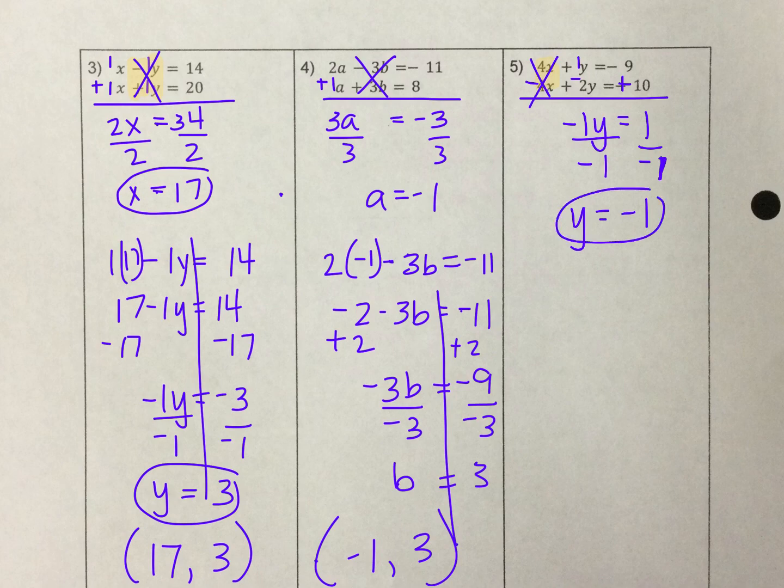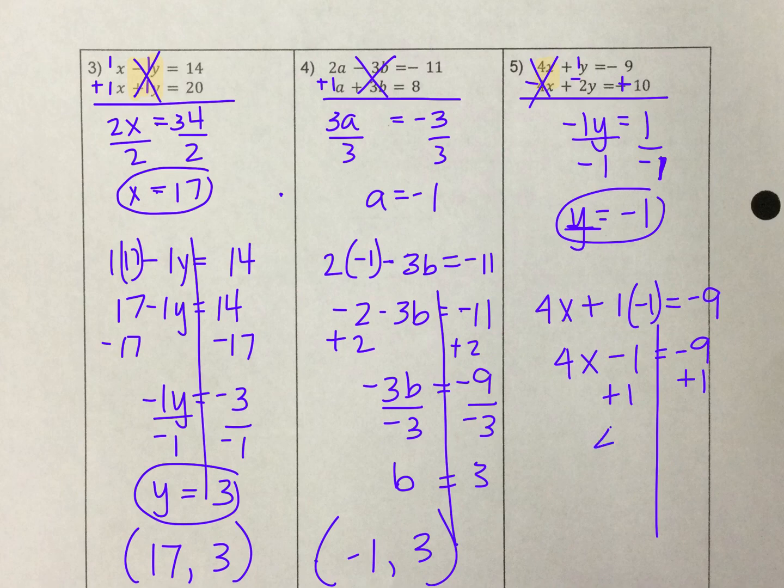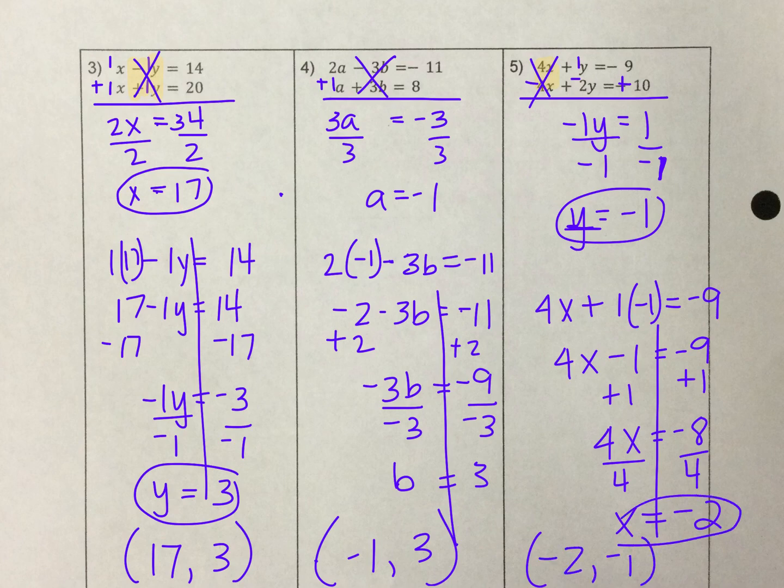Okay, now I'm going to rewrite my first problem. 4x plus 1y equals -9. Instead of that y, because this time I have a y, I'm going to plug in my -1. 4x minus 1 equals -9. Let's add 1. 4x equals -8. Divide by 4. X is -2. So my final answer, I got to start with that x, -2, -1.